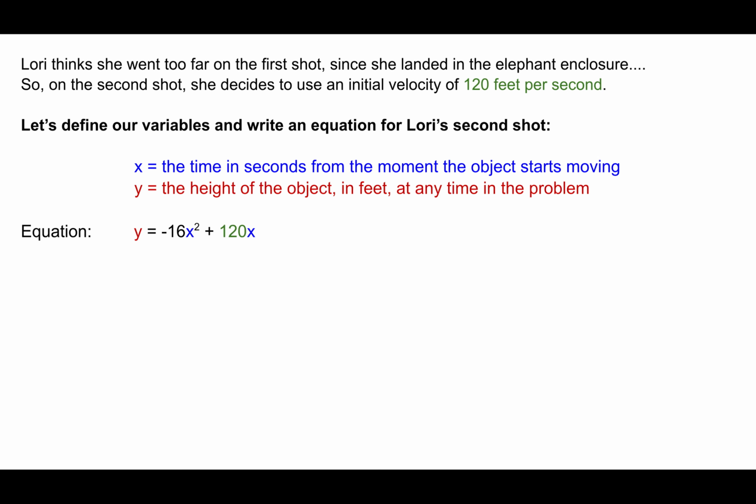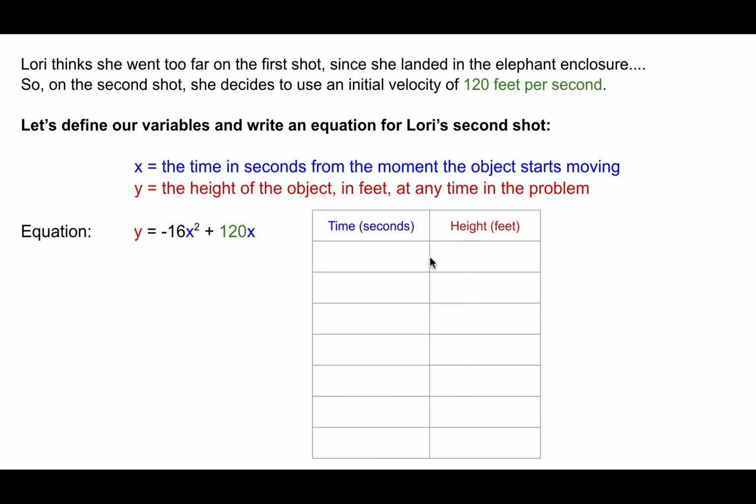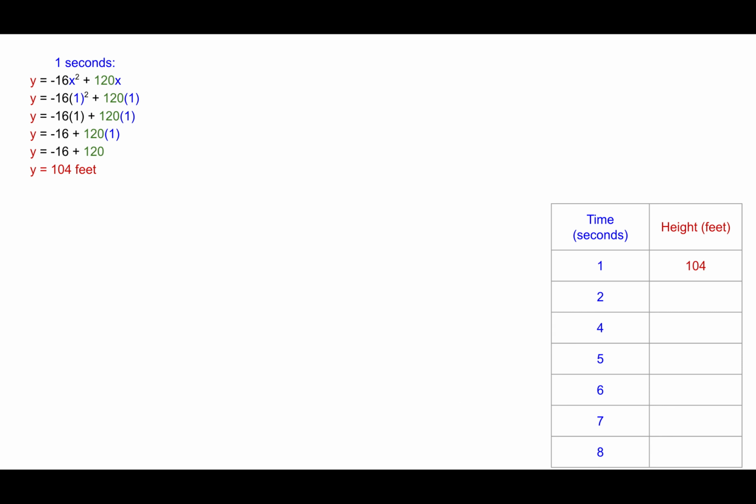So my equation now is y equals negative 16x squared plus 120x, because I changed the velocity from 160 to 120. And here's my table, and we'll pick some seconds. This time I picked 1, 2, 4, 5, 6, 7, 8. And we can calculate the height.